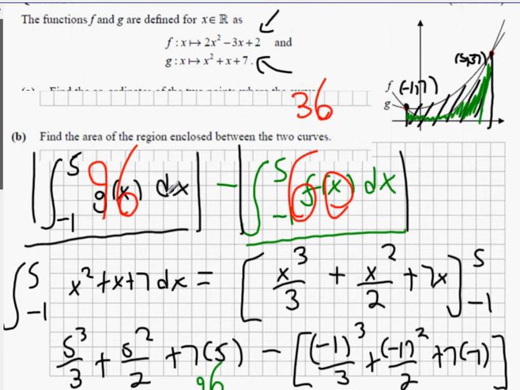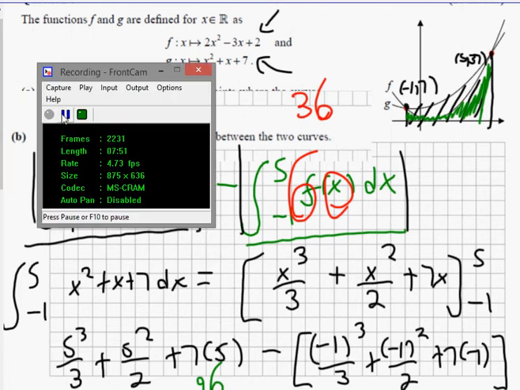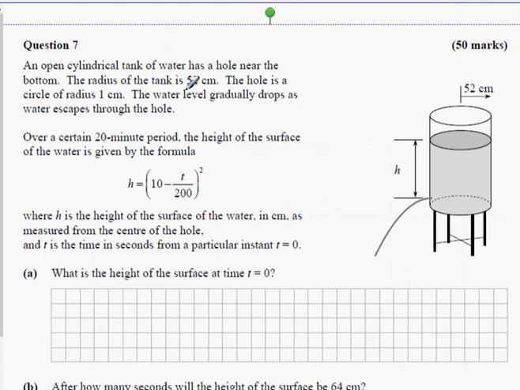Okay, so what we get is an open cylindrical tank of water has a hole near the bottom. The radius of the tank is 52. So the difference between this and a sphere question is, you know when a sphere gets smaller, it's a snowball question. The radius keeps changing, but the radius is set in stone here. It can never change. Even at your very last bit of water, down here, it still has a radius of 52, no matter what happens to it.